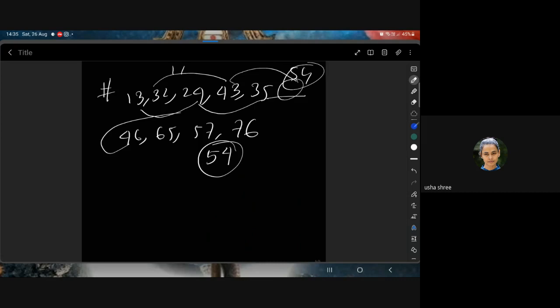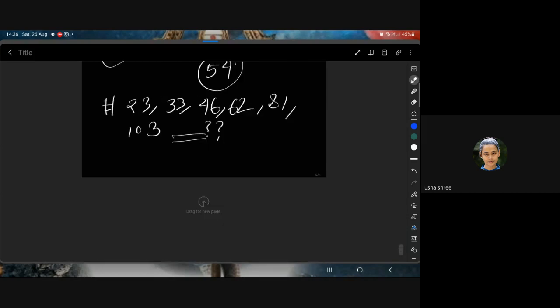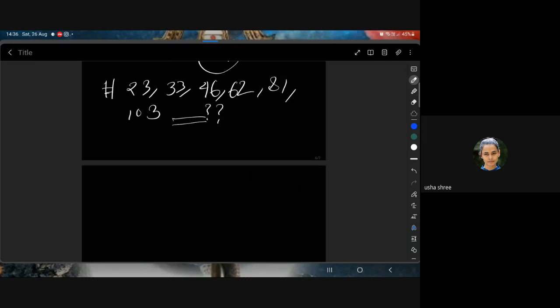Then the next one is 23, 33, 46, 62, 81, and 103, and the missing number. I think this is easy. You just consider the simple pattern of addition. 23 to 33 is 10, then 13, then 16, then 19, then 22. So the next will be 25. So 128 will be the answer.